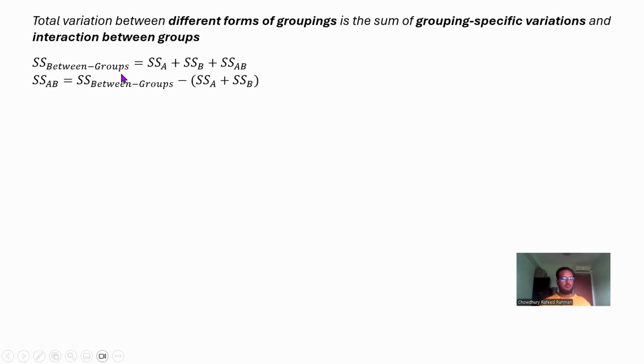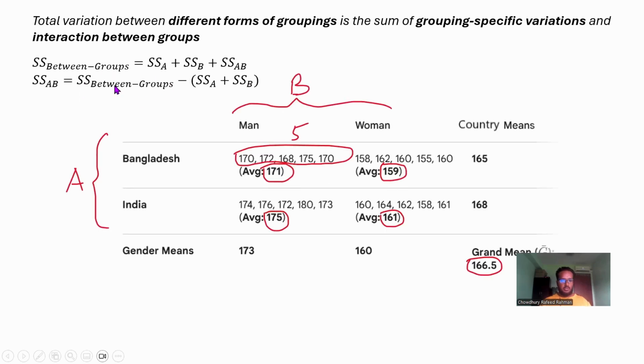But we don't know SS between groups. We know SSA and SSB from previous two slides, but we have no idea about SS between groups. So let's see how exactly we are going to get this one. In order to get this, as I said before, we are going to consider all possible groupings. There are four possible groupings: Bangladeshi men, Bangladeshi women, Indian men, and Indian women. And their averages are 171, 159, 175, and 161.